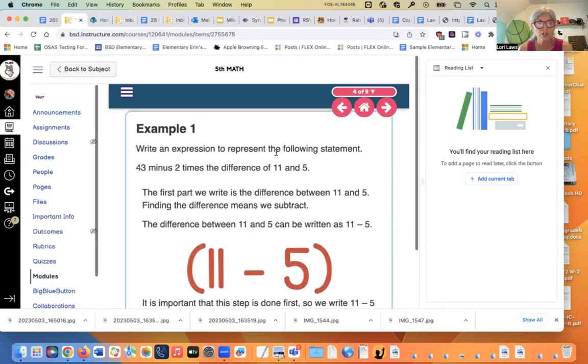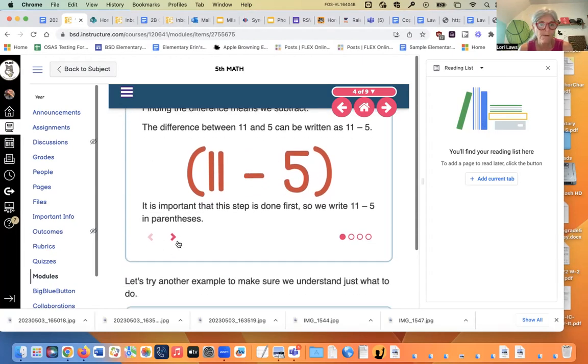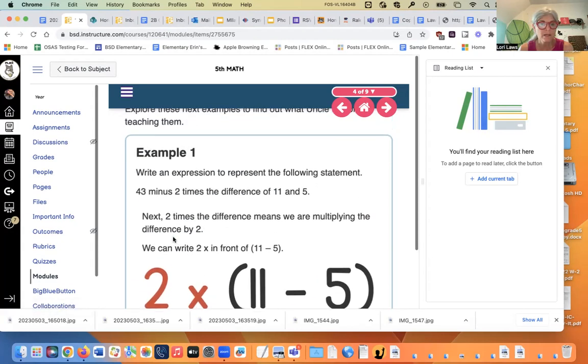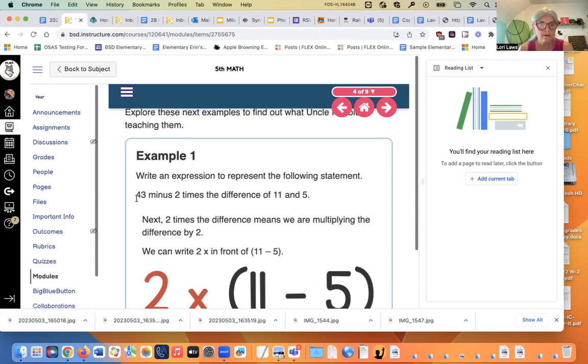Example 1, write an expression to represent the following statement. 43 minus 2 times the difference between 11 and 5. So we have to find the difference first. 11 and 5. We've got to put that in parentheses. Then we look at it again.